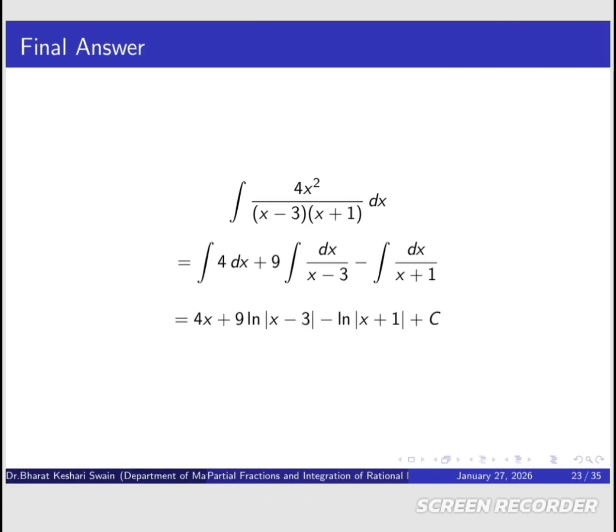So for the integration, as already written here, integration of 4 dx is 4x, integration of dx by x minus 3 is ln x minus 3, and integration of dx by x plus 1 is ln x plus 1, plus c. Clear?